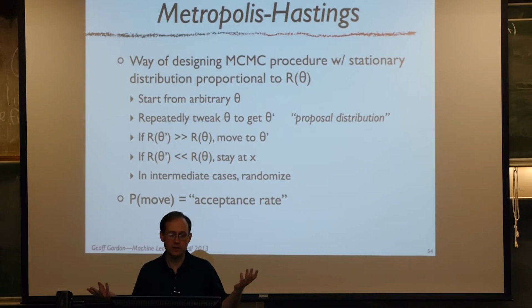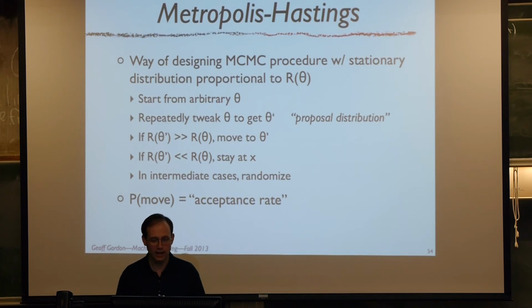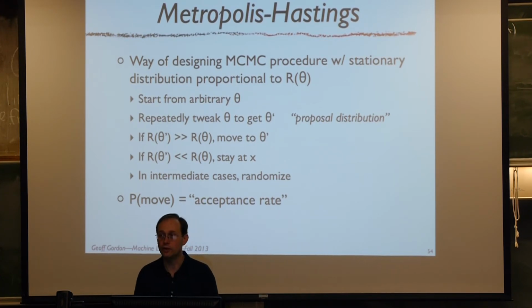But basically the point is that the formula approaches 1 if you move to an area of very high R of theta, and it approaches 0 if you move to an area of very low R of theta. And the probability that you actually accept is called the acceptance rate, unsurprisingly. And then you just run this, right? So it's a really simple algorithm schema.